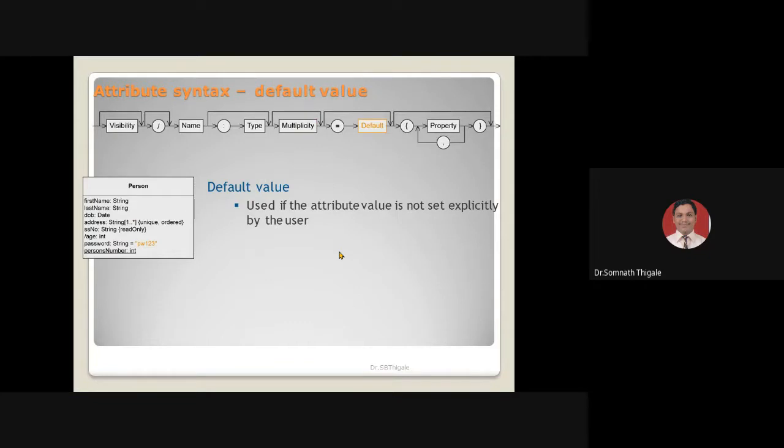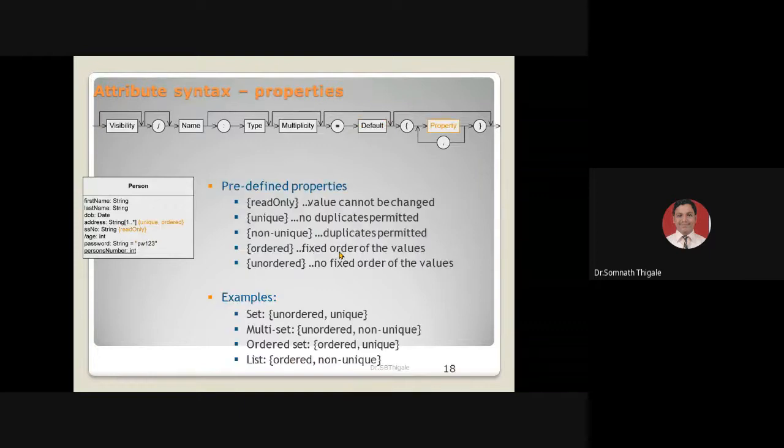Then next is the default. Default attributes you can use if the attribute value is not set explicitly by the users; we will call it a default value. We can take into consideration a combination of string plus numbers, or maybe any other special character also. So I'm calling it simply a default value. For example, in case of a password, PW123, that you can read as a default value.